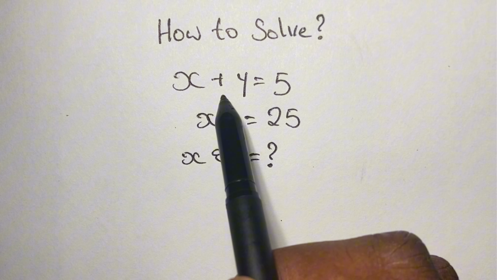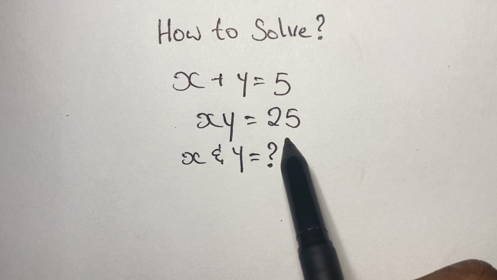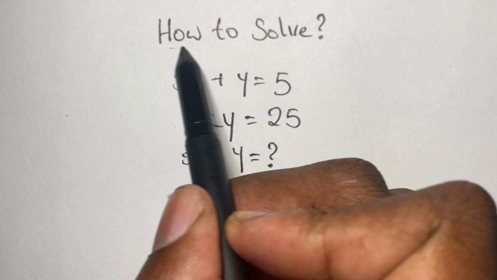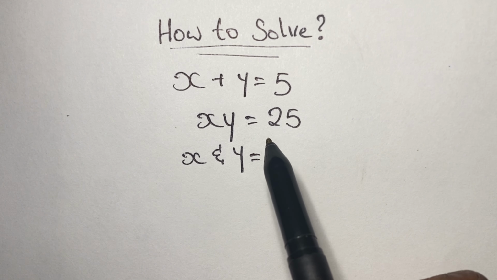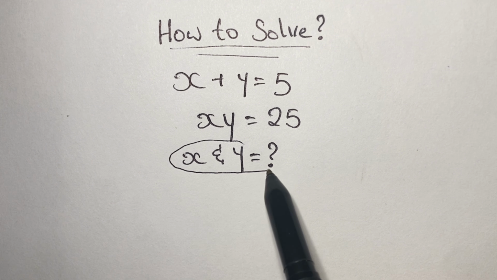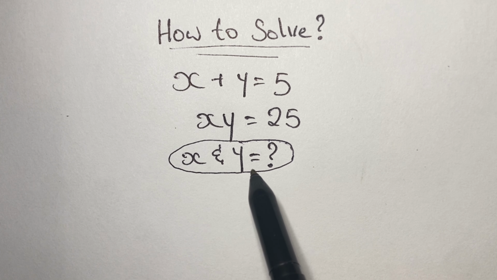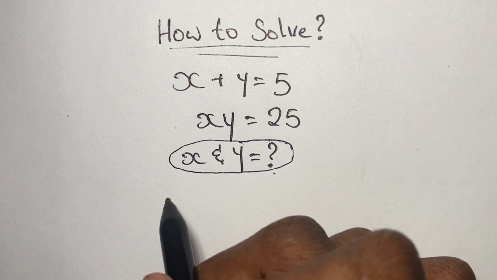Here we have another mathematical equation that we're going to solve, where in this case we have a pure simultaneous equation where one equation says x plus y is equal to 5 and the other says x times y equals 25. And we are to find the values of x and y.